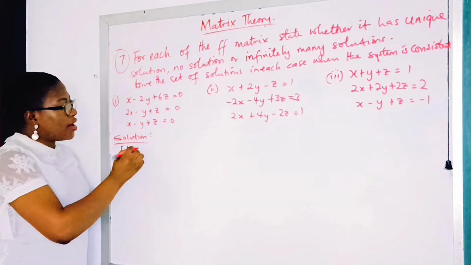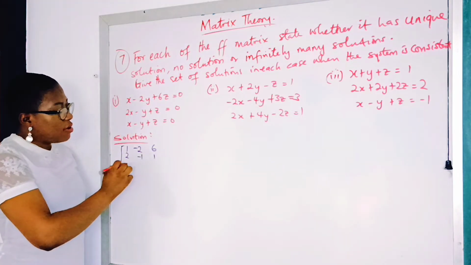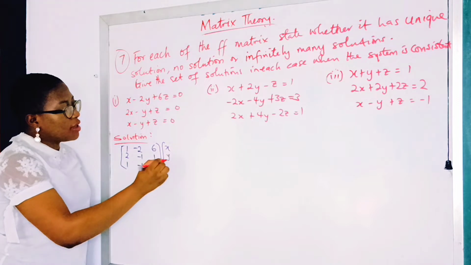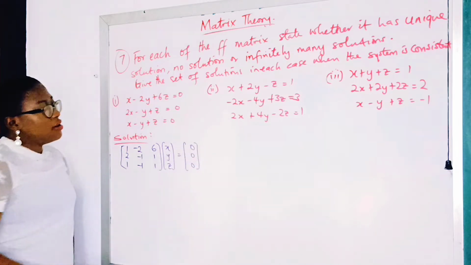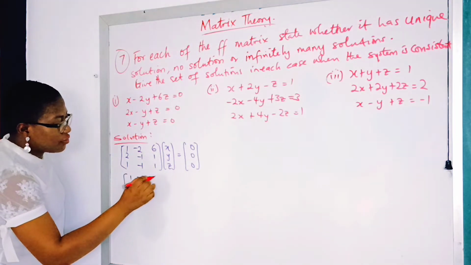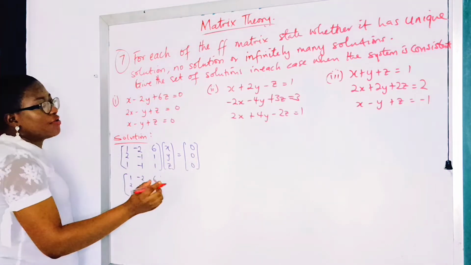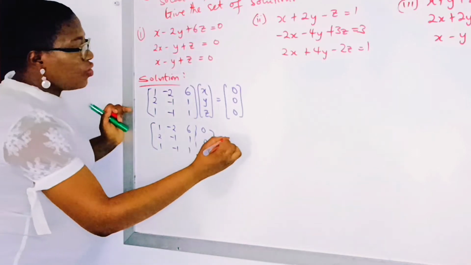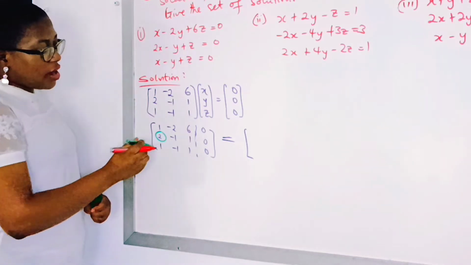The coefficients of each of them are 1, -2, 6, 2, -1, 1, 1, -1, 1, times x, y, z, equal to 0, 0, 0. This is the same thing as writing the matrix with 0, 0, 0 put beside it. So now we can easily reduce this matrix. I want this to become 0 and I want this to become 0.